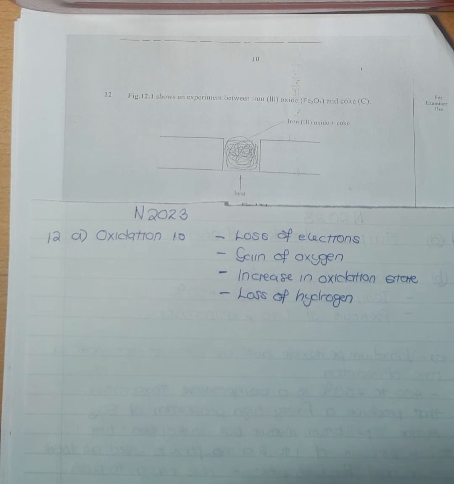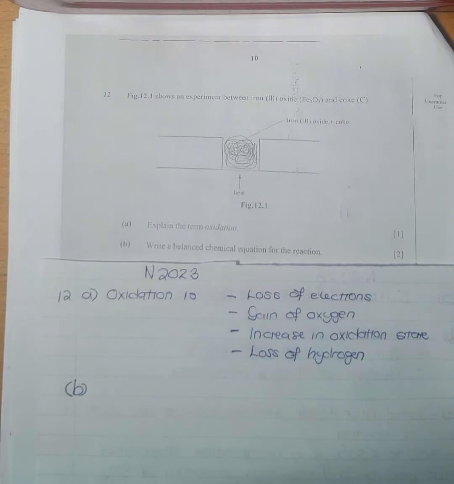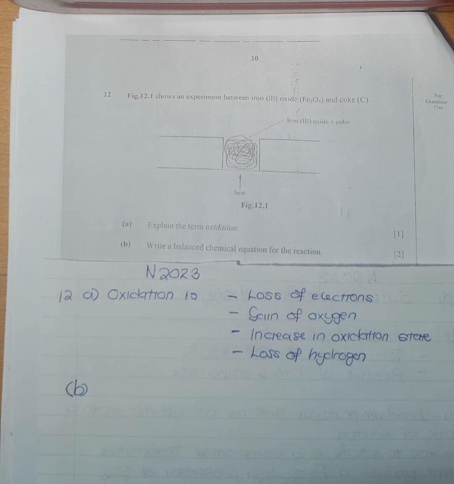Oxidation is loss of electrons, gain of oxygen, increase in oxidation state, loss of hydrogen, all are considered as definitions of oxidation. And then on part B, we are supposed to write a balanced chemical equation for the reaction between iron 3 oxide and coke.